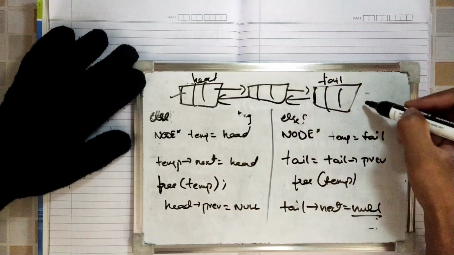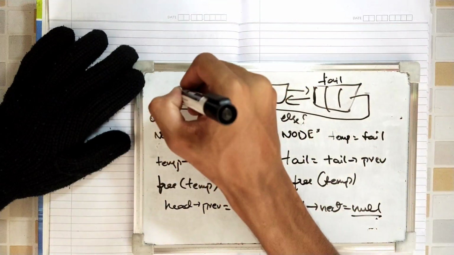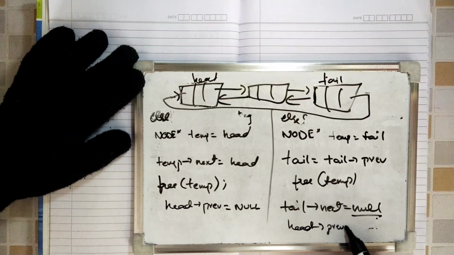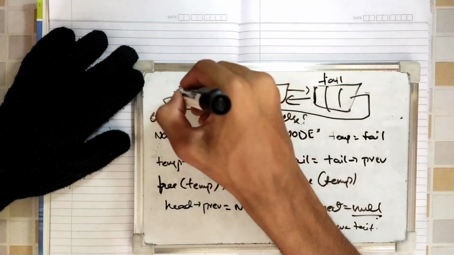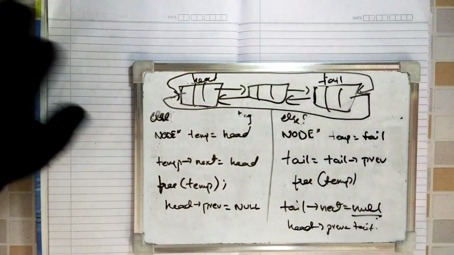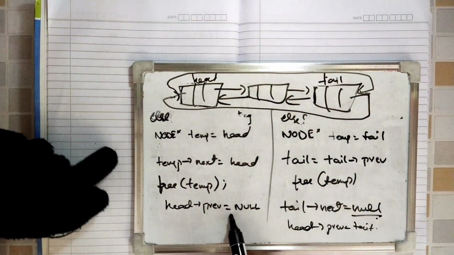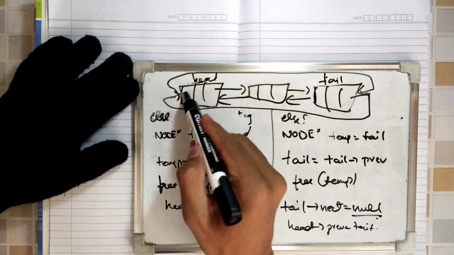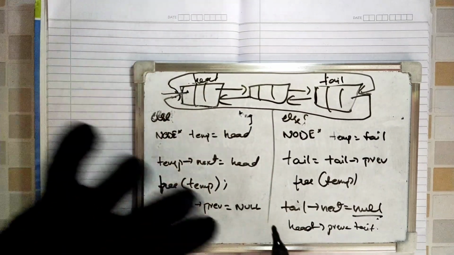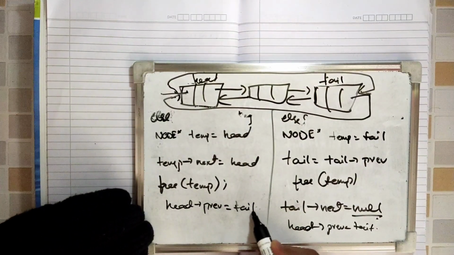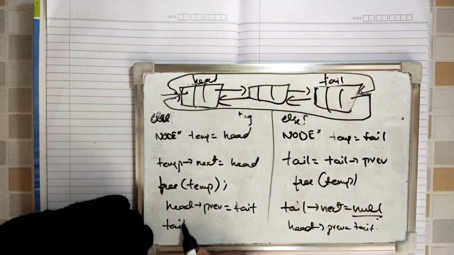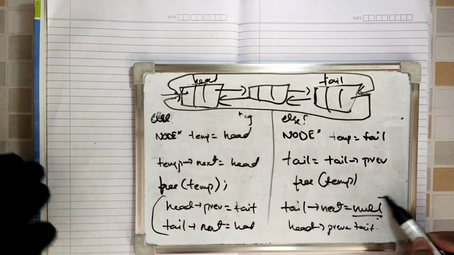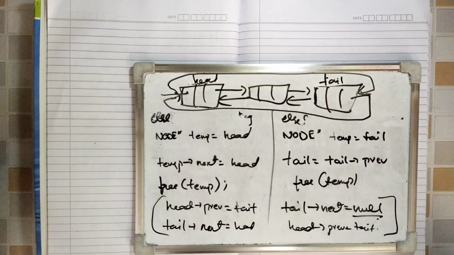Instead of null, if I write head, this connection will go here, right, understood. And again, if I say head of prev is equals to tail, then head of prev will come and connect here, understood. Very simple, right. Here, head of prev was null. If I say head of prev equals to tail and tail of next is equals to head, the same thing is coming, nothing is changing.